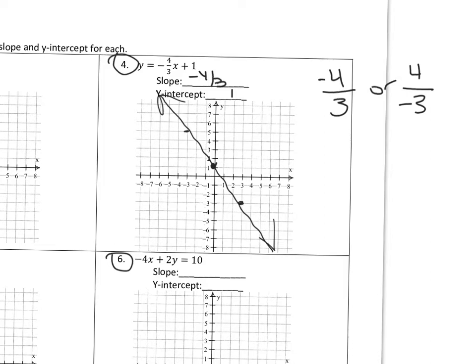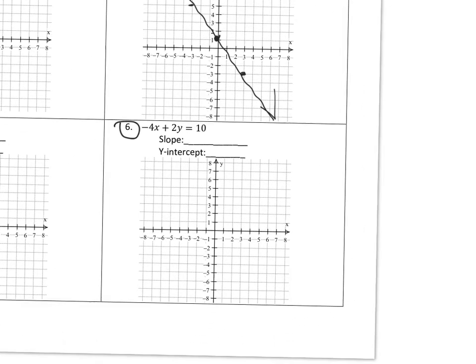Okay. Question 6. Negative 4x plus 2y equals 10. Well, if you notice, y is not by itself. Now, you can graph from this by finding the x and y intercepts, but if it's asking for slope and intercept, you might as well rewrite in slope-intercept form. So I'm going to rewrite the entire equation. And remember, slope-intercept is when you get y by itself.